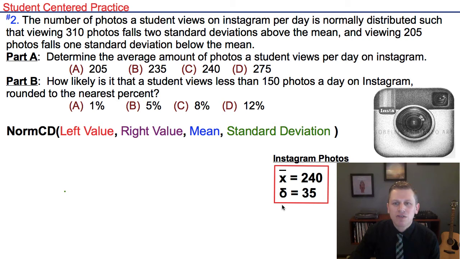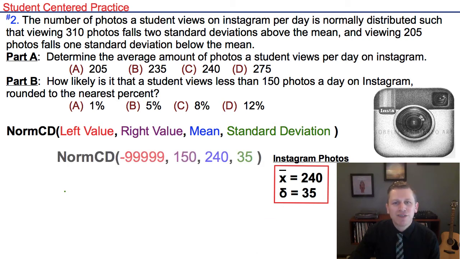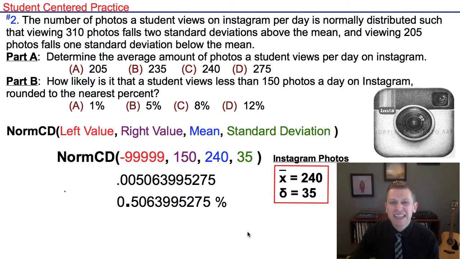Our mean we know is 240 with a standard deviation of 35. Plugging this into my calculator, I get this, which is the decimal representation of the percentage. To make this into a percent, we have to multiply by 100, which gives us 0.506%, and now I want to round to the nearest percent. Looking at the tenth, I can decide, should I round this up or keep it the same? Because this 5 is closer to 1, I'm going to round up, and that says 1%.